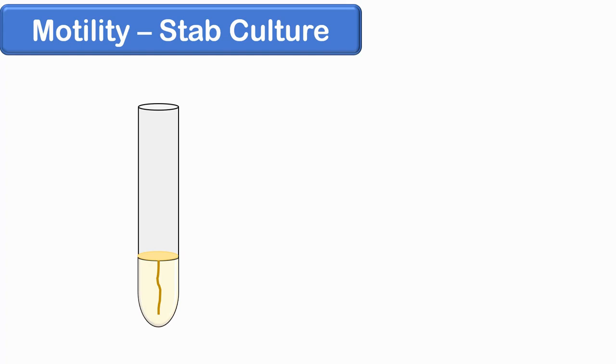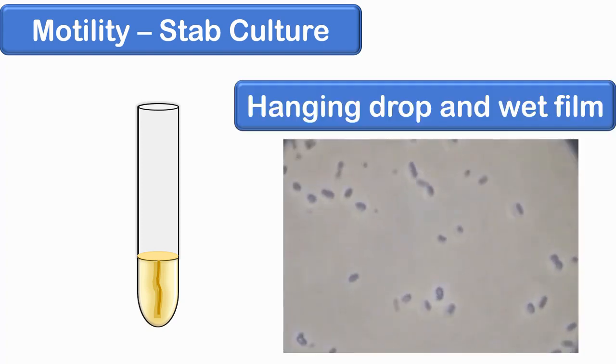Various methods for demonstration of motility include a stab of culture into a semi-solid agar. The motile bacteria move away from the stab line and show a diffuse growth in the medium, while non-motile bacteria grow only in the stab line. Other methods include the hanging drop preparation and wet film using a fresh bacterial culture. I have described both the hanging drop preparation as well as the wet film method in my earlier videos. Links are given above.